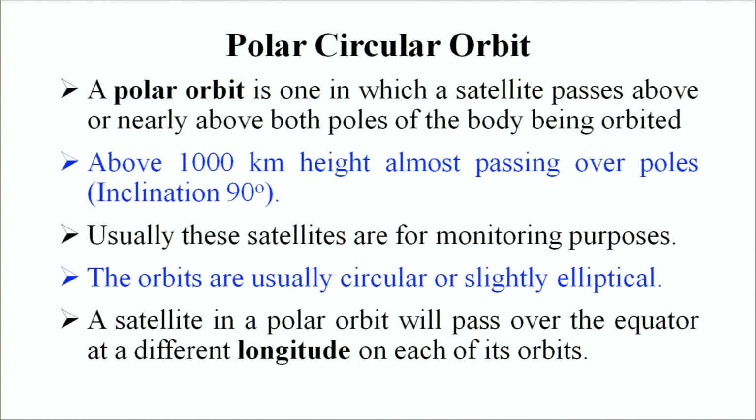The orbits are usually circular or they are slightly elliptical. A satellite which is in a polar orbit will pass over the equator at a different longitude on each of its orbits, and therefore these polar circular orbits are usually for monitoring purposes, which means that they are not basically for communication, but they are for monitoring the same area time and again. So, what happens is they complete their revolution one after the other, and intermittently they keep rotating over the given area and collect information from that area.